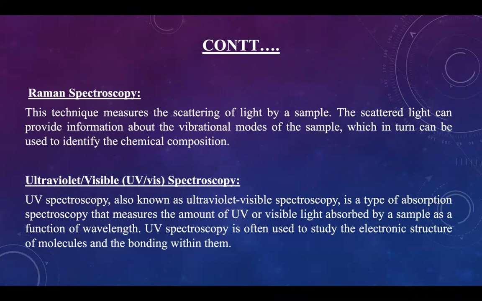UV spectroscopy, also known as ultraviolet visible spectroscopy, is a type of absorption spectroscopy that measures the amount of UV or visible light absorbed by a sample as a function of wavelength. UV spectroscopy is often used to study the electronic structure of molecules and bonding within them.